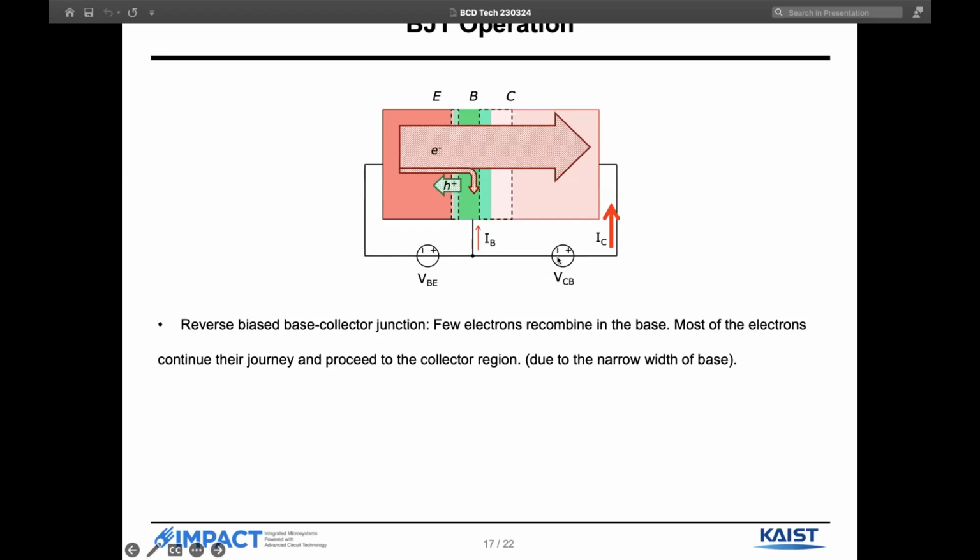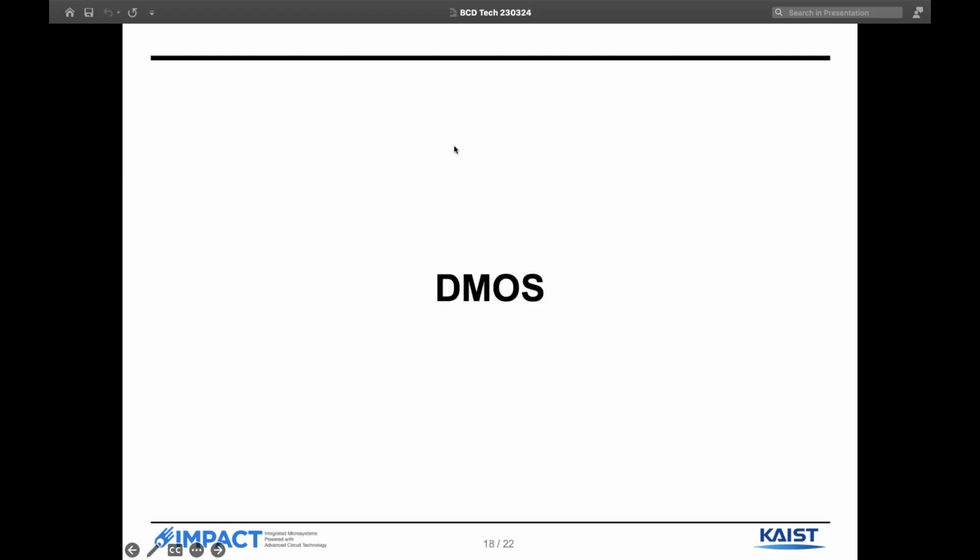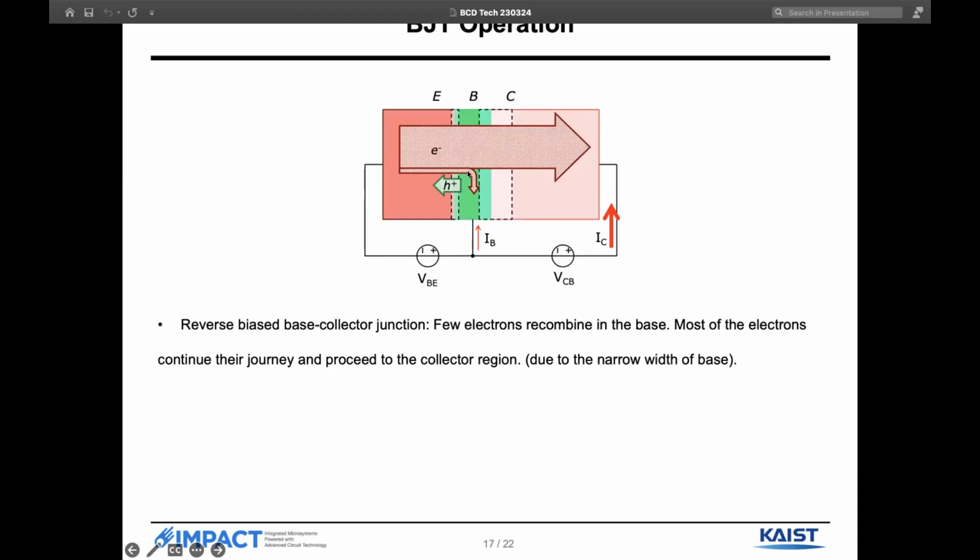And then the collector and the base are connected in reverse bias. Because of that, most of the electrons that have flown from the emitter to the base will go on to flow all the way to the collector. So this will create a current flow from the collector to the emitter, because the current flow is basically opposite.